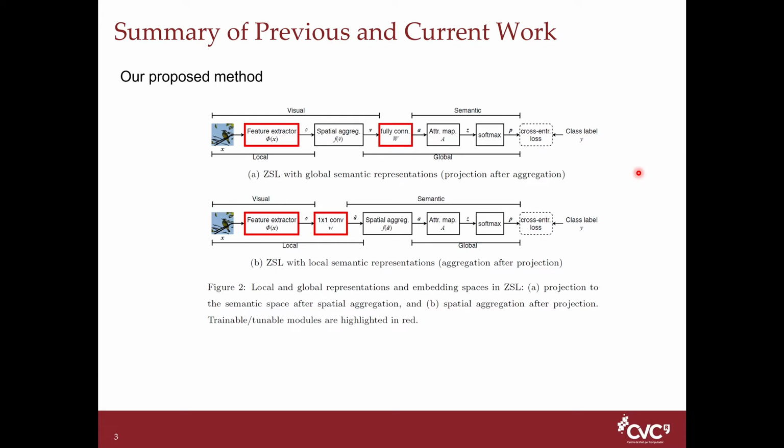It only contains two learnable parts, a feature extractor and an embedding projecting layer. The attribute matrix provided by the dataset is fixed as a fully connected layer. We use the cross-entropy loss as the objective function. The spatial aggregation here is the pooling operation.